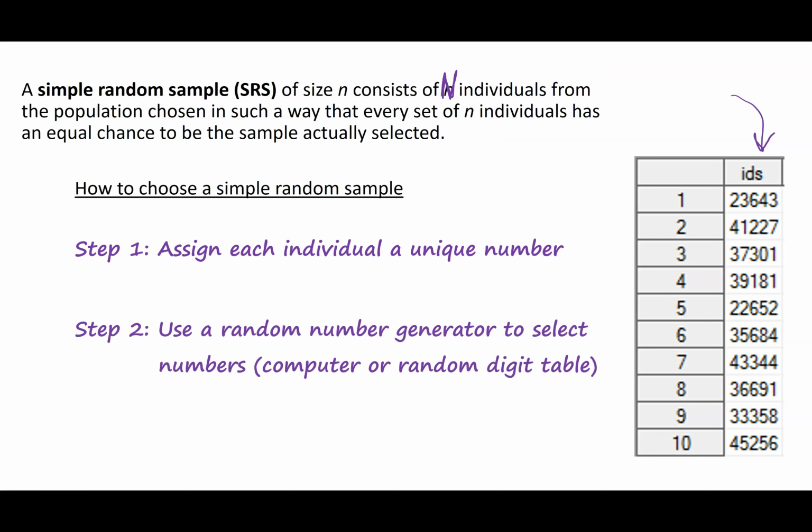Step 2, use a random number generator to select the numbers. So here's a very small population of 10. So tell the computer, okay, pick 3 numbers between 1 and 10. And it says, okay, well, 3, 4, and 9. So now I'm going to take 3, 4, and 9. And then I'm going to find these individuals and I'm going to sample them. I'm going to go collect whatever it is I want to collect.